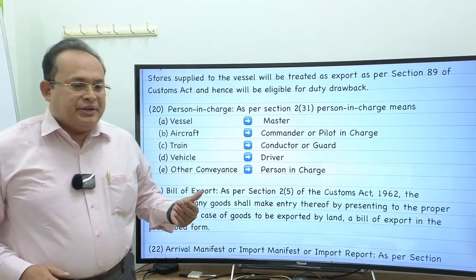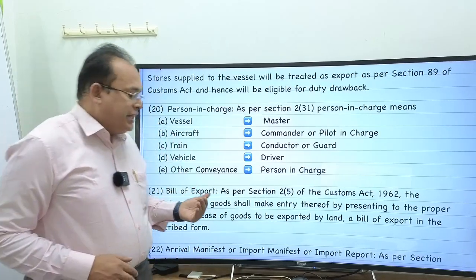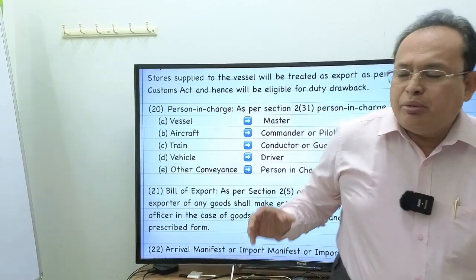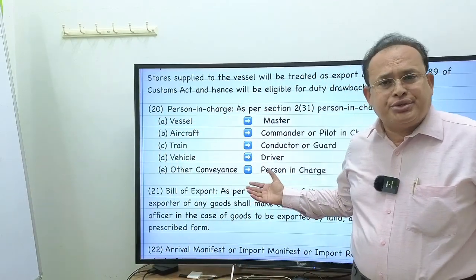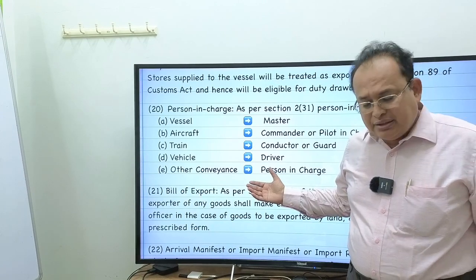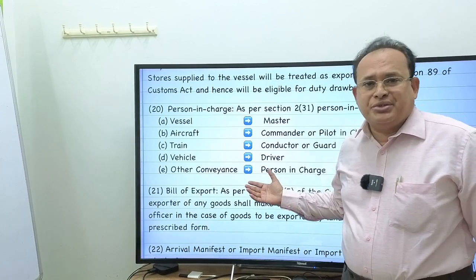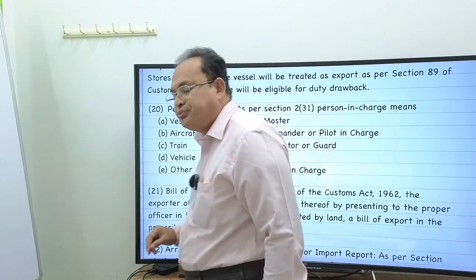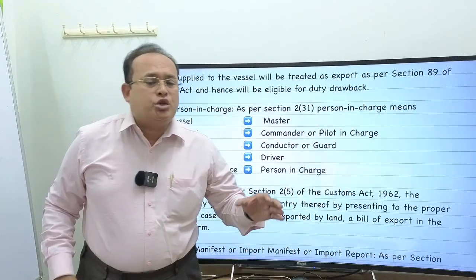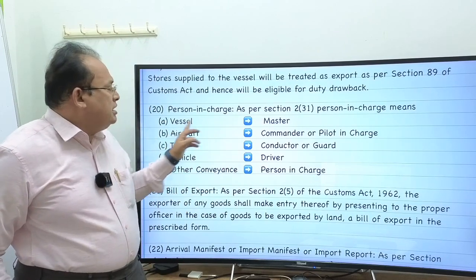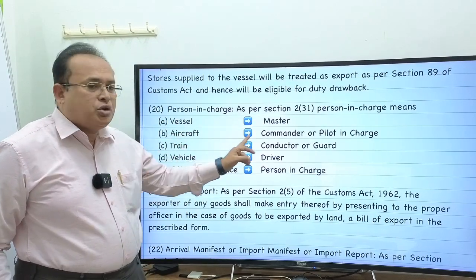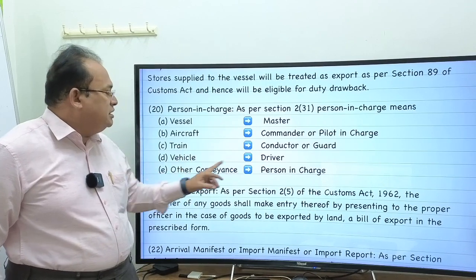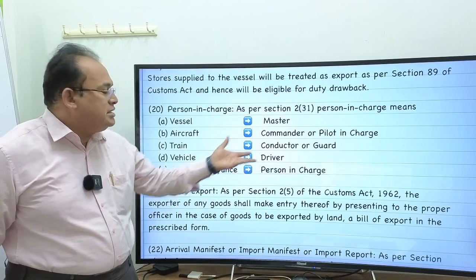Further referring, my dear friends, for a kind consideration, the concept, elementary issues, intermediate level syllabus only. Person in charge: with regard to vessel, master; aircraft, commander or pilot; train, conductor or guard; vehicle, driver; other conveyance, person in charge.